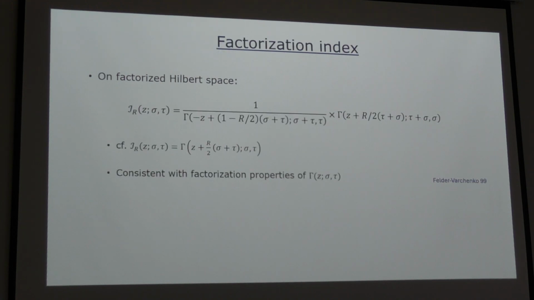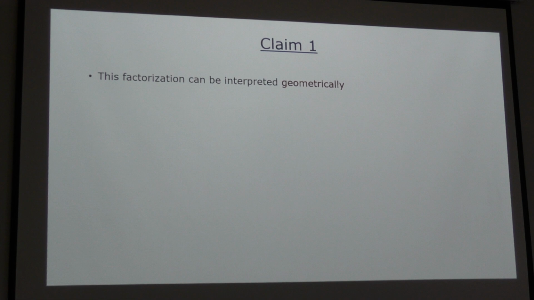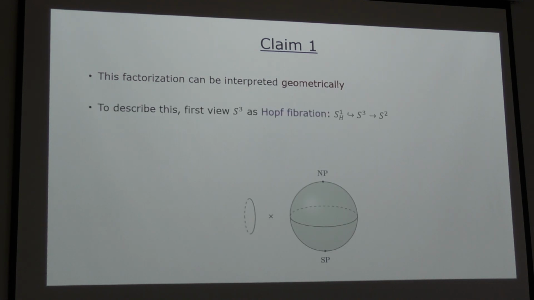So now I want to convince you, the main part of this talk will be to convince you of these two claims about this state. First of all, I'm saying that this factorization cannot only be understood at the level of the Hilbert space, as I've explained, but we can also interpret it geometrically. So how do we interpret this geometrically?